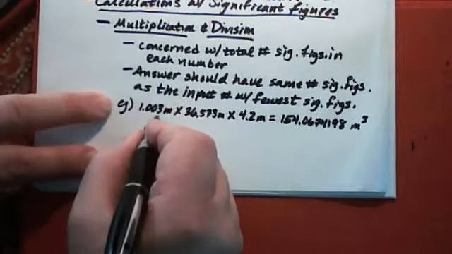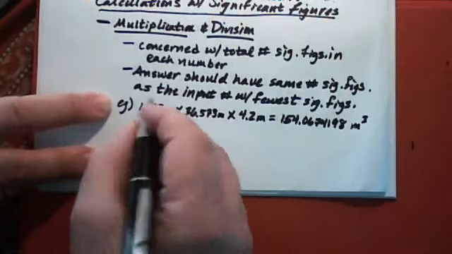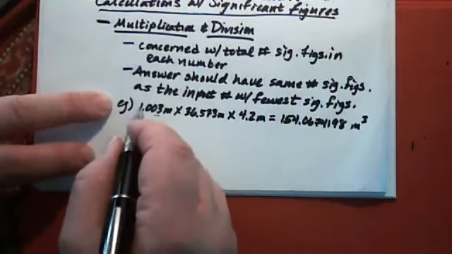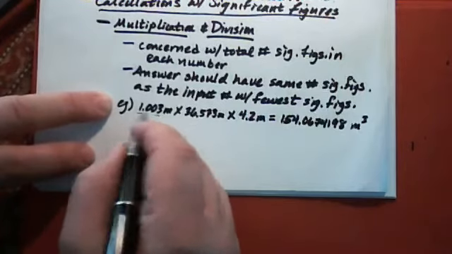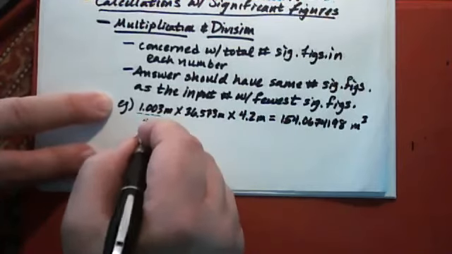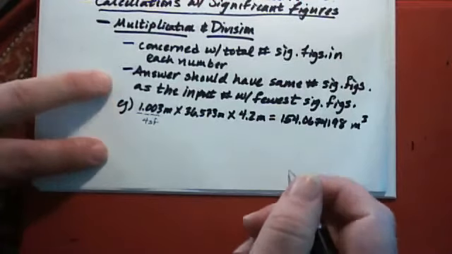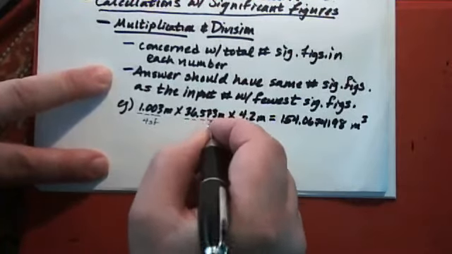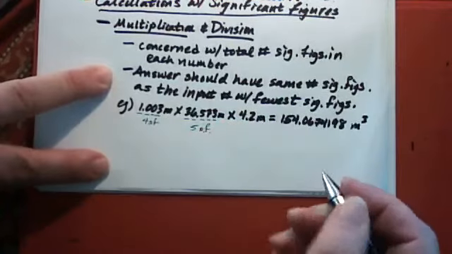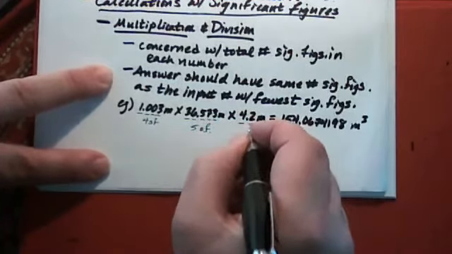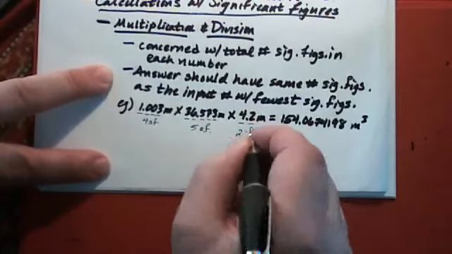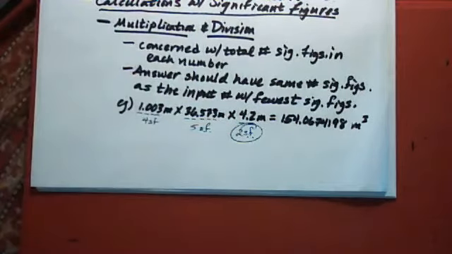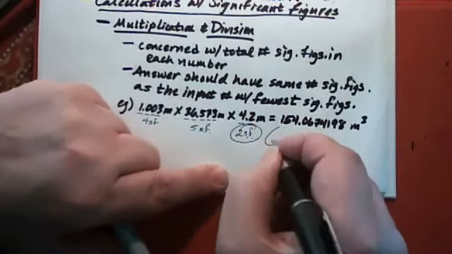So for 1.003, we've got a 1 and a 3, which obviously count as significant figures. But what about the zeros in between? Well, both of those zeros are between non-zero digits, that is, between numbers that are not zeros, so they both count. So that number has 4 significant figures in it. 36.573 does not have any zeros, so all of the digits count, and that's 5 significant figures. And 4.2 doesn't have any zeros either, so that's clearly 2 significant figures. That's the smallest number, and so that determines how many significant figures our answer can have. 2 significant figures.